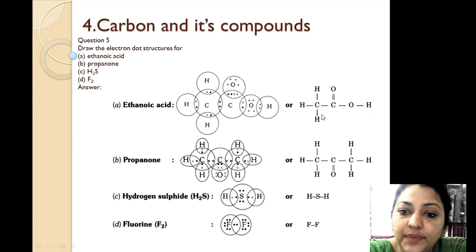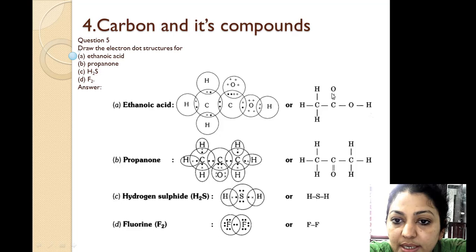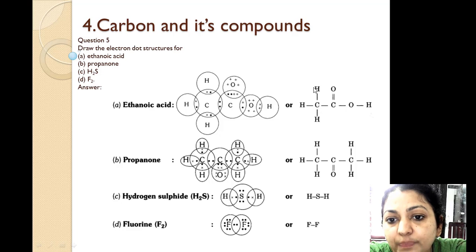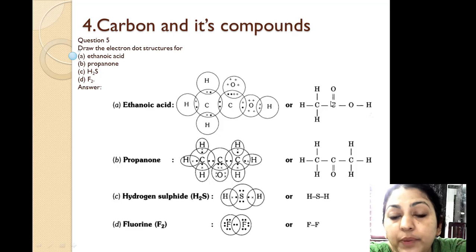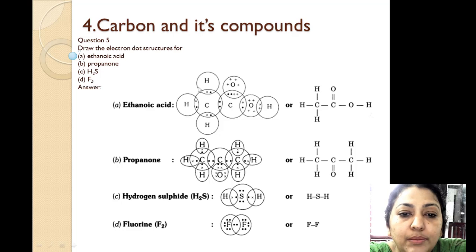See here, this is ethanoic acid. The functional group is COOH. So the distribution is like this: C double bond O, then a single bond with the next oxygen, and a single bond from that oxygen to hydrogen. And here CH3 is coming. Every single line represents one pair of electrons shared, and a double line indicates two pairs of electrons shared. So you can simply draw this one.